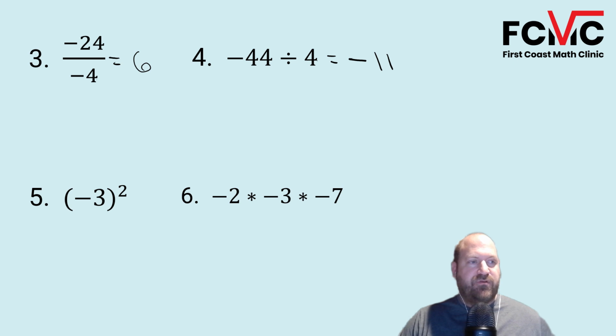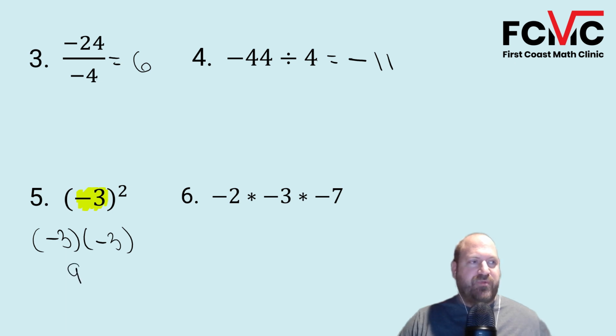Number 5, we're squaring -3. So we can represent this as -3 times -3. So we're multiplying two numbers that are the same sign. So the sign of our answer should be positive, and we're going to get +9.